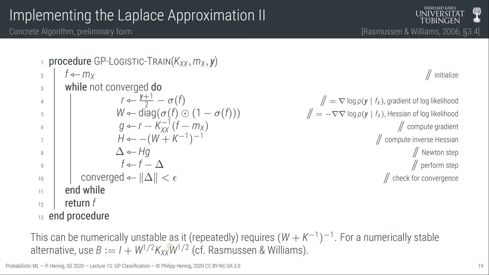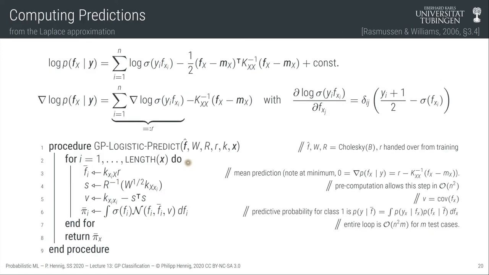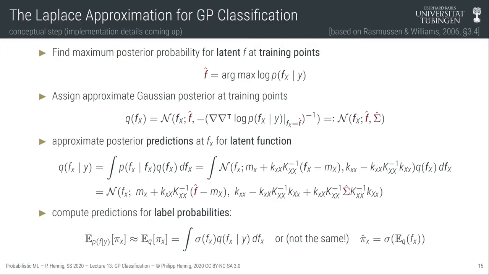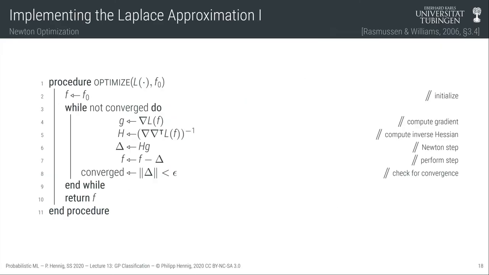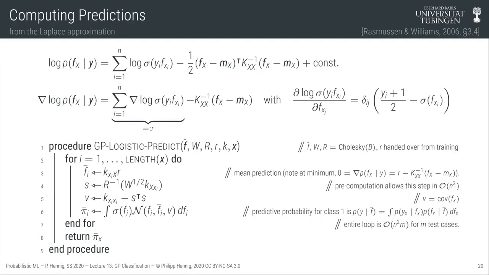Notice again that that's easy because W is a diagonal matrix, to get a quantity of which we can just take an inner product and subtract it from the prior covariance at the test locations to get the predictive covariance. Now, as I said on the previous slide, this only gives us Q of f(x). If you want to predict the class labels at the test locations, then you need to compute this integral, which should be at the end of this algorithm.